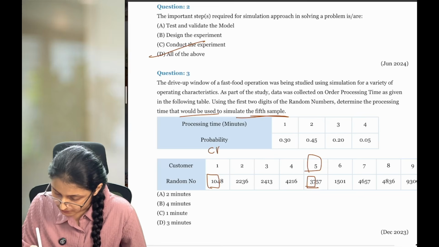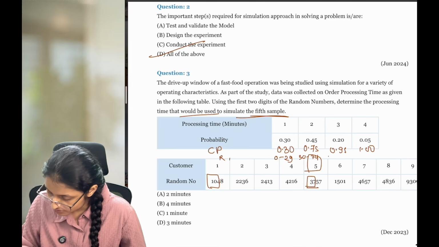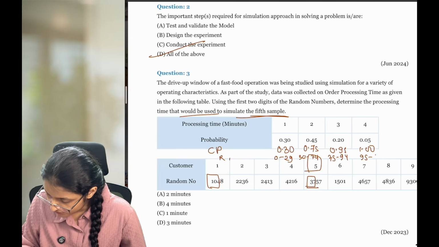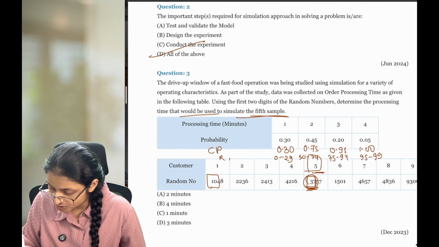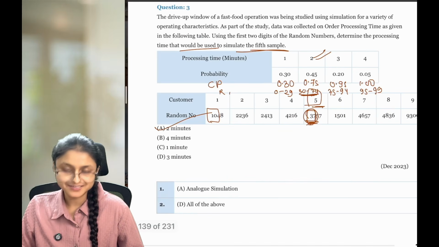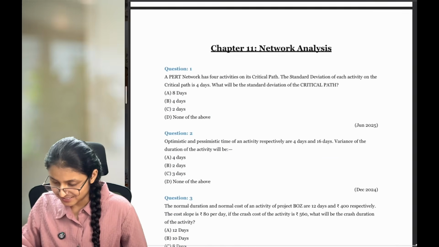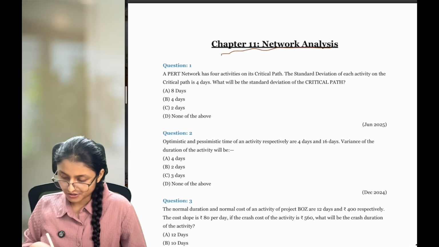Okay? So first I will calculate cumulative probability, which is 0.30, 0.75, 0.95 and 1. Then you are going to calculate the range, which is 0 to 29, then 30 to 74, then 75 to 94, then 95 to 99. As the first 2 digit of this 5th sample, 5th customer is 37, that means it is coming in this range, and 2 minutes is the processing time, and we are done. With this, we completed simulation also. These are the only questions asked in your previous attempts. Now moving forward to chapter number 11, that is your network analysis.